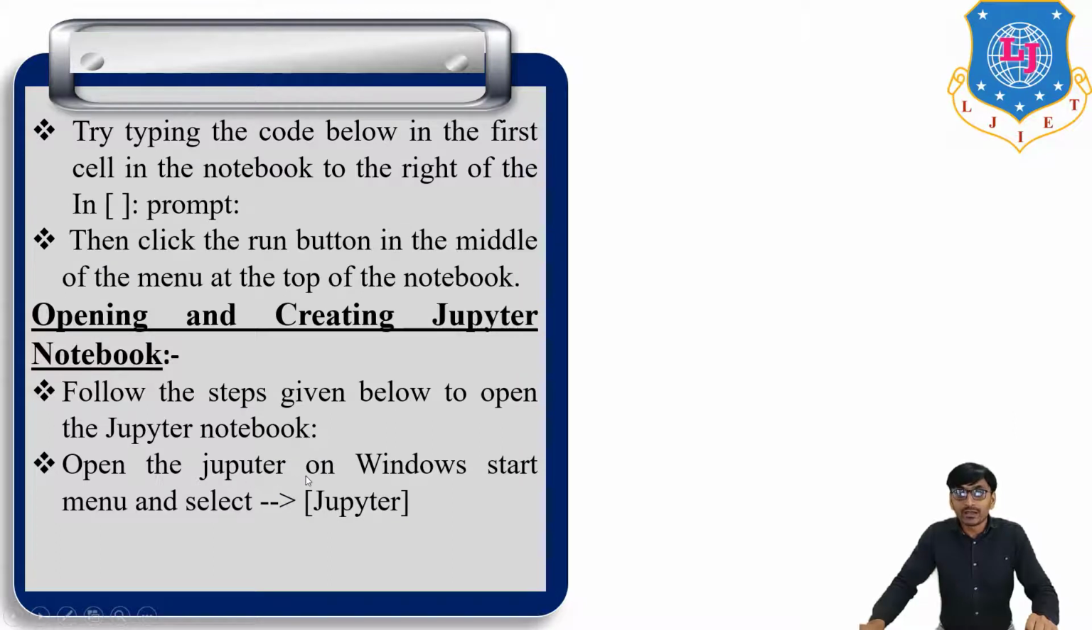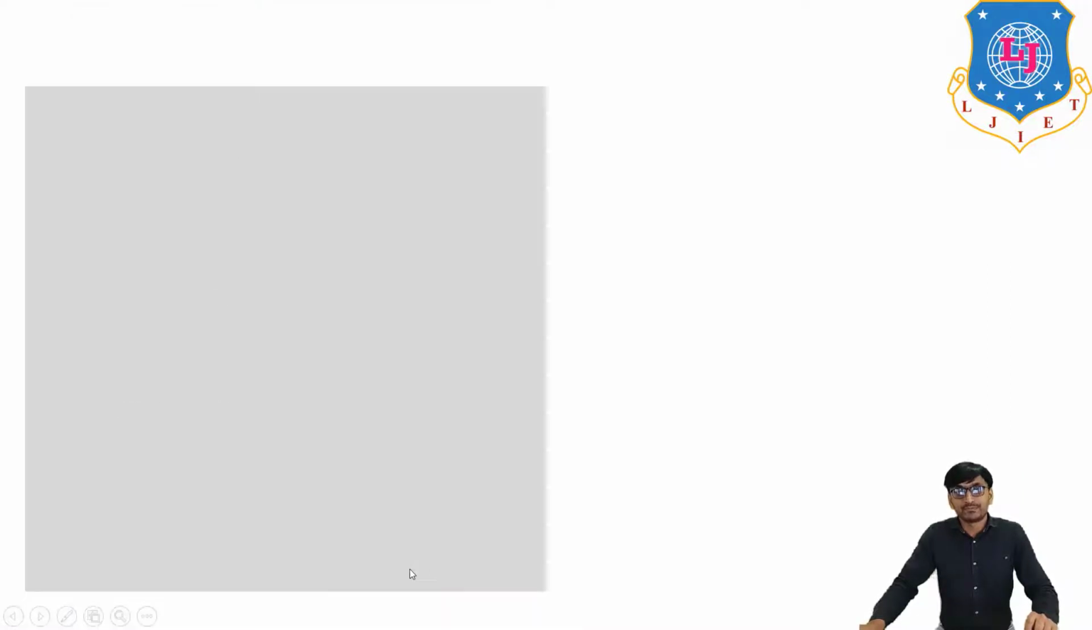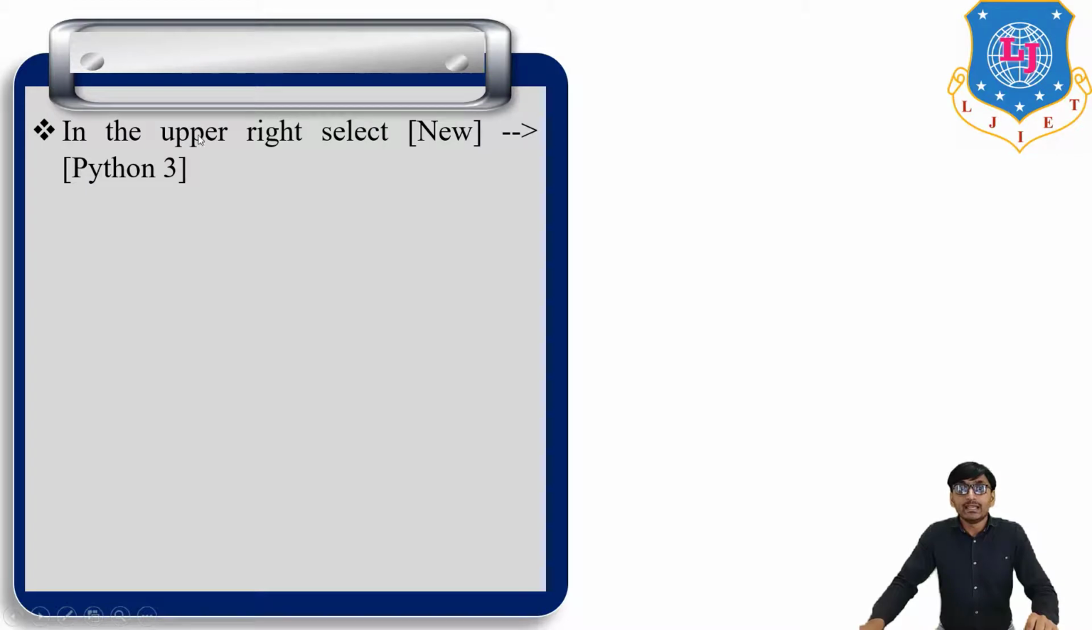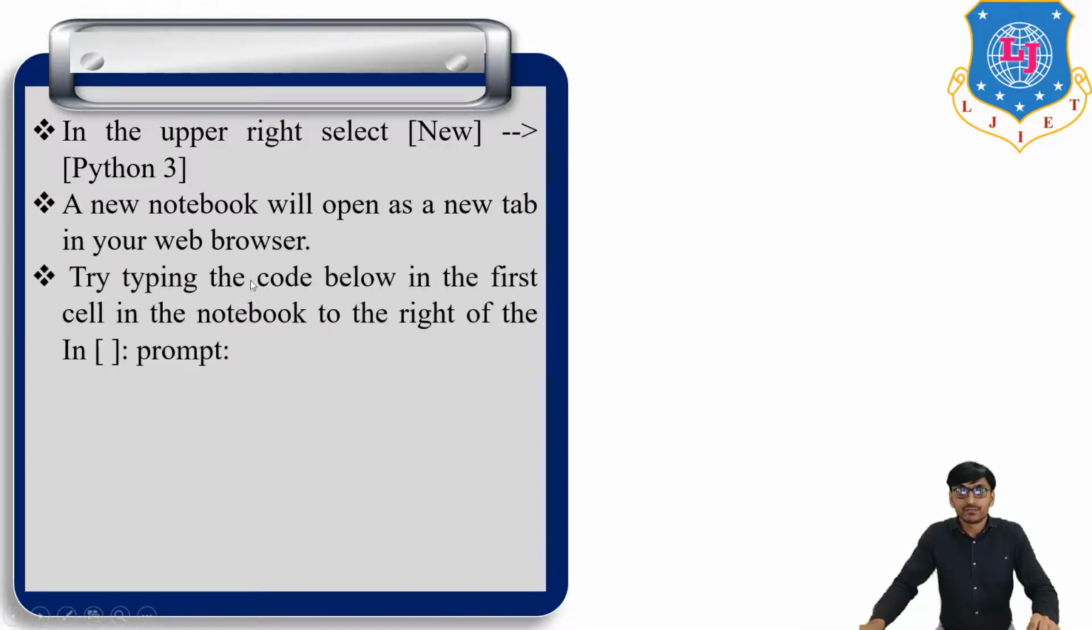Open Jupyter on Windows: from the Start menu, select Jupyter. This action opens the Jupyter file browser in a web browser tab. In the upper right, select New, and in the New menu, select Python 3. A new notebook will open as a new tab in your web browser.